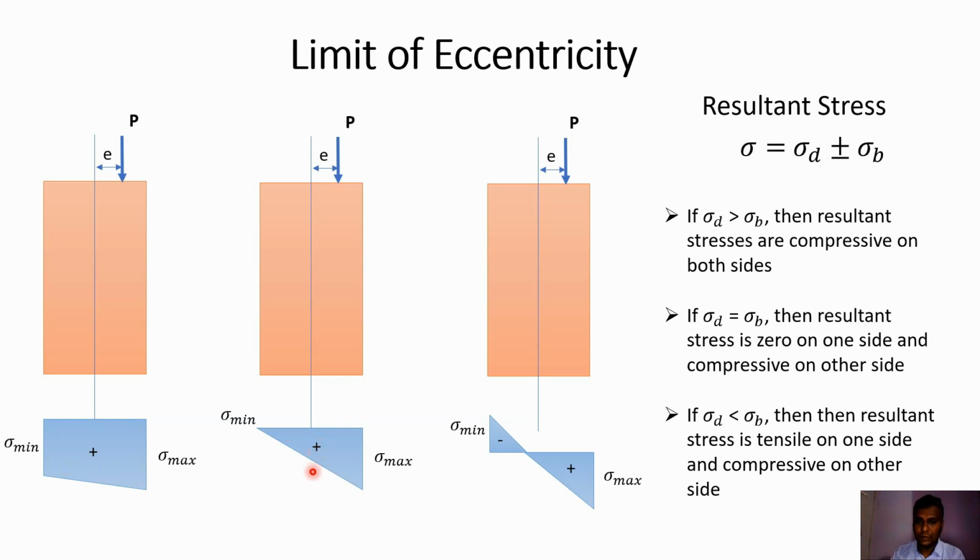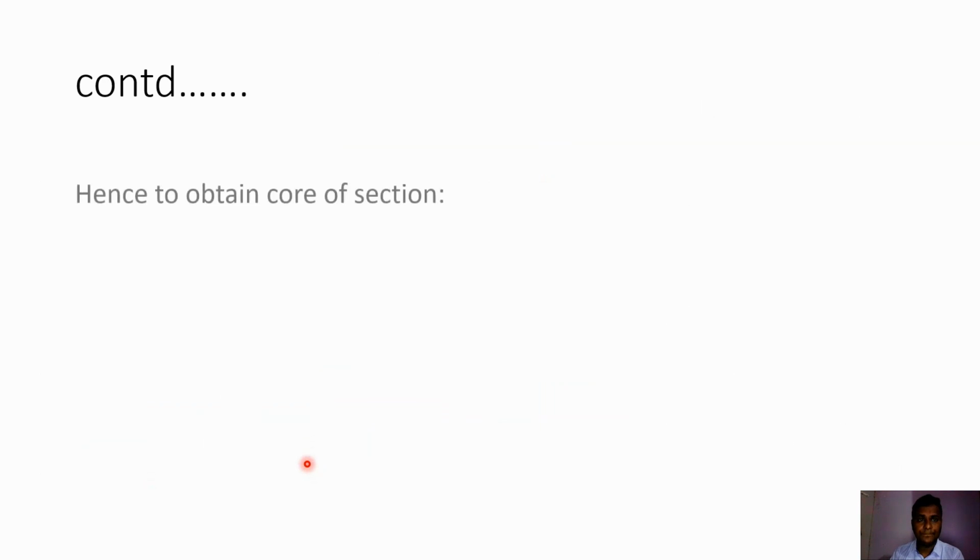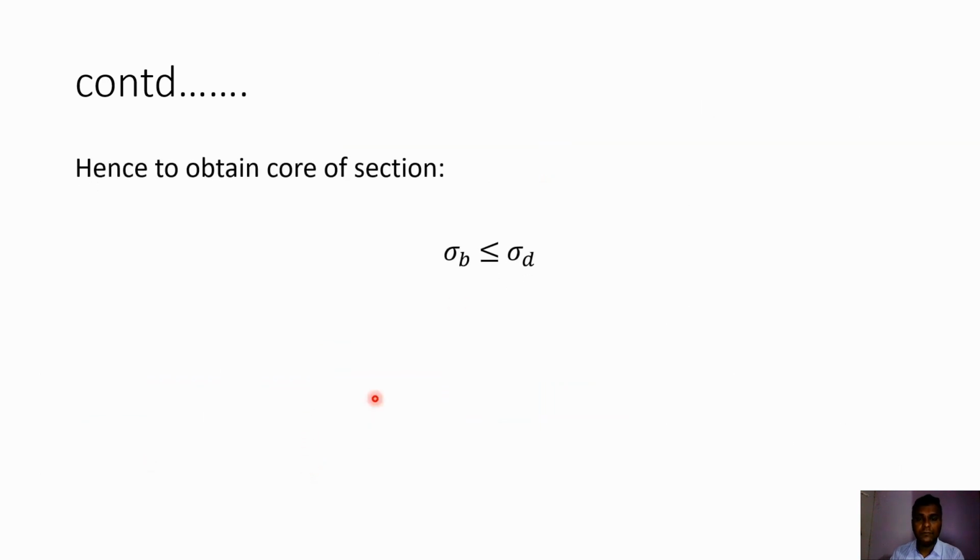Now that is expected to establish the core of section, where the core of section is basically the region where, when we apply the load, no tensile stress is allowed. So to obtain the core of section, we can use this condition: sigma b, the bending stress, must be either less than sigma d, the direct stress, or equal to sigma d. As we know, sigma b is Pe upon Z, where Z is the section modulus for the particular section, e is the eccentricity and P is the load, and sigma d, as we discussed, is P upon A, the direct stress.